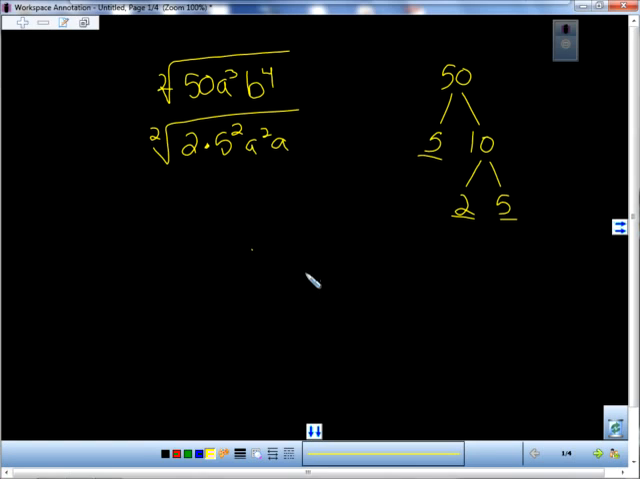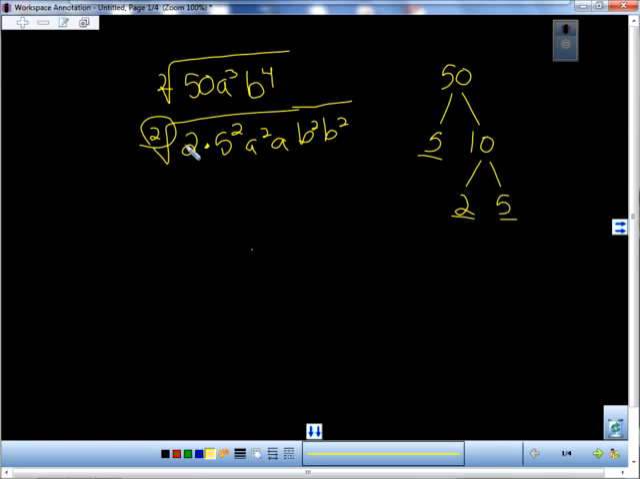What about b to the 4th? b squared and b squared. And if this is even, what significance does that have? What's it mean if we're taking the even root of a number or a term? Okay, so we need the absolute value of each variable.